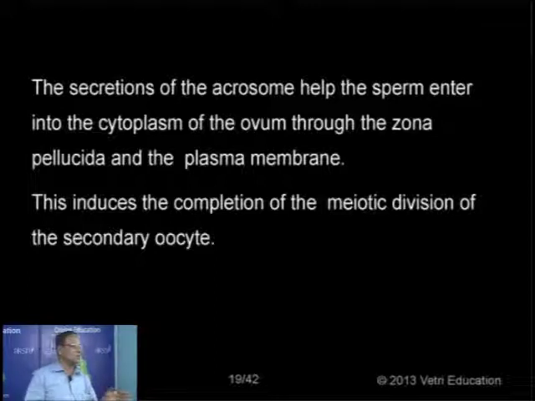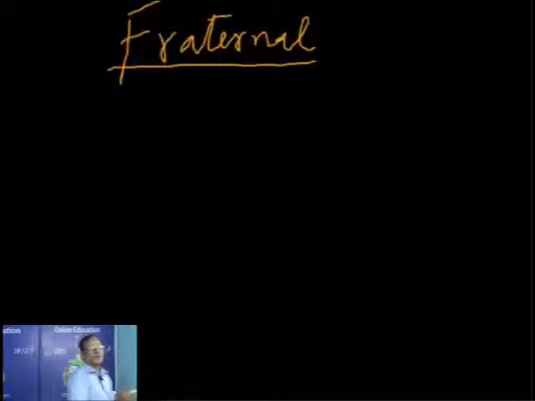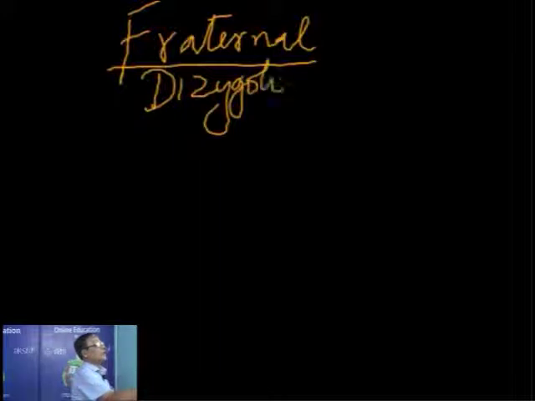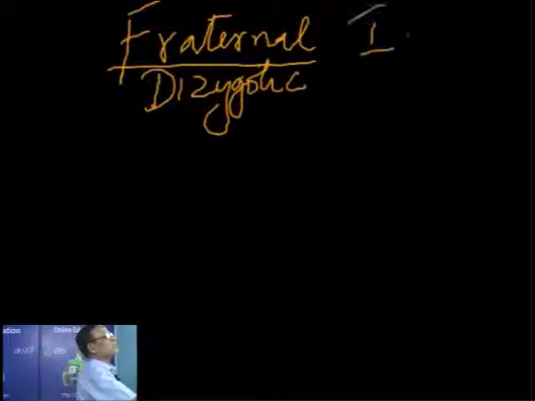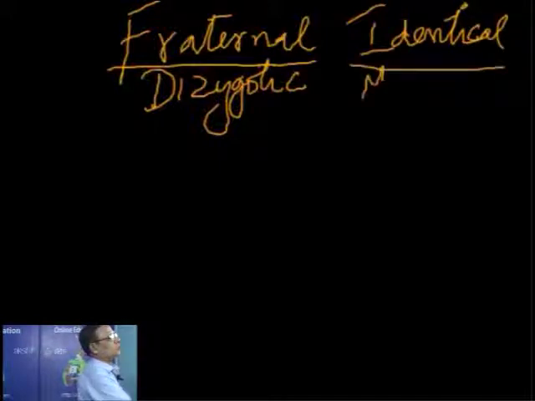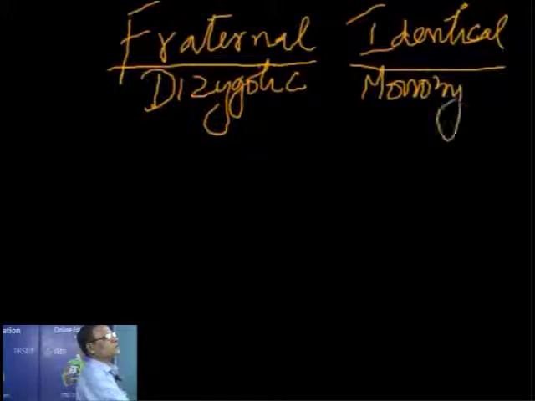Now I will tell you about twins. We have two types of twins. One, fraternal twins, also called dizygotic twins. Another type, identical twins, which are called monozygotic twins.